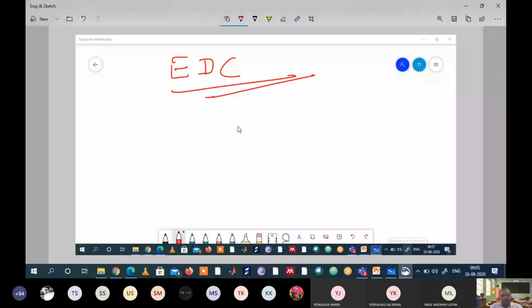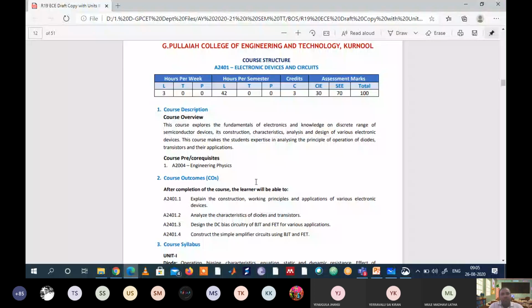Here, you can observe, this is R19 regulation syllabus. This is our course description because we have changed from R18 to R19, because your seniors are with R18 regulation autonomous. Now you are in R19 regulation autonomous. The course overview of EDC will be like this.